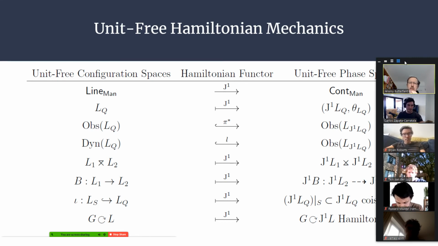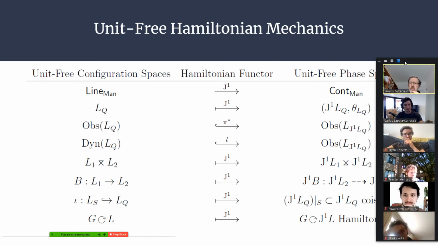So basically, this table here is the analog of the same table as before, but in the contact world, right? So this is where we make contact with contact geometry, excuse the pun, and we are taking line bundles into contact manifolds by constructing their jet bundles, right? So this is the analog of constructing the cotangent bundle in the context of line bundles.